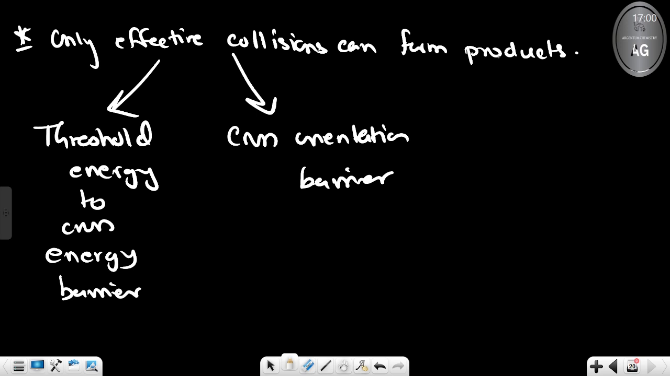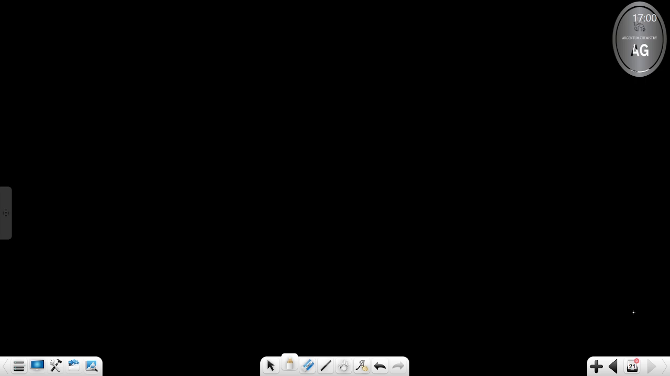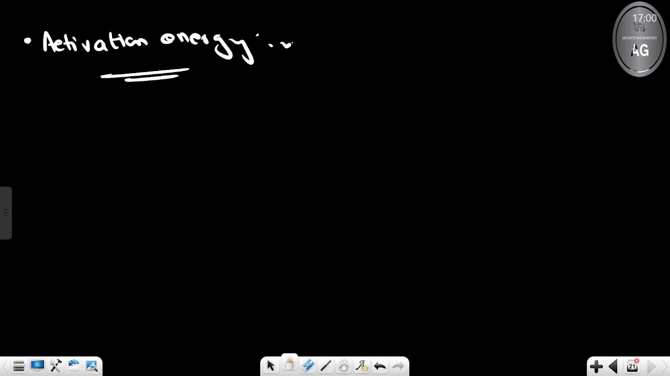Okay. This threshold energy is also called activation energy. Activation energy is basically the excess energy which you need to cross the energy barrier and reach the threshold energy. Clear? So it is the energy that is required to cross the energy barrier to change into products. So please read the definition of activation energy. Very, very important definition.